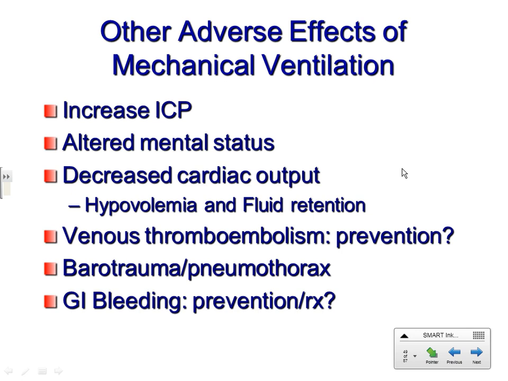Decreased cardiac output. If you have increased intrathoracic pressure and decreased venous return, what happens? Less blood coming back to the heart means less blood that can be pumped out of the heart. So you've got decreased cardiac output, you're going to have hypovolemia because you're not getting as much blood pumping out, or you're going to have fluid retention as fluid backs up into the periphery because it can't get back to the heart.